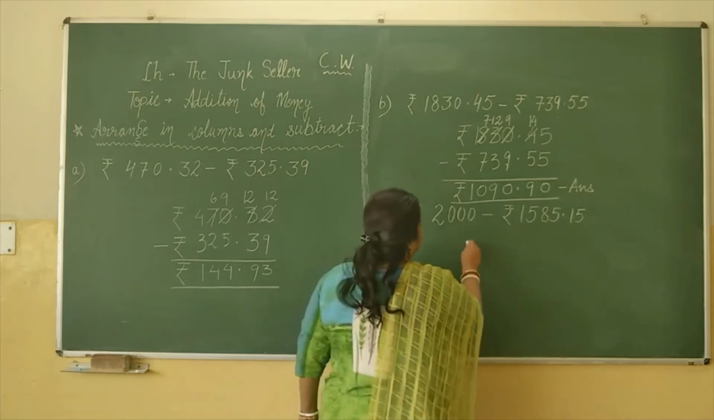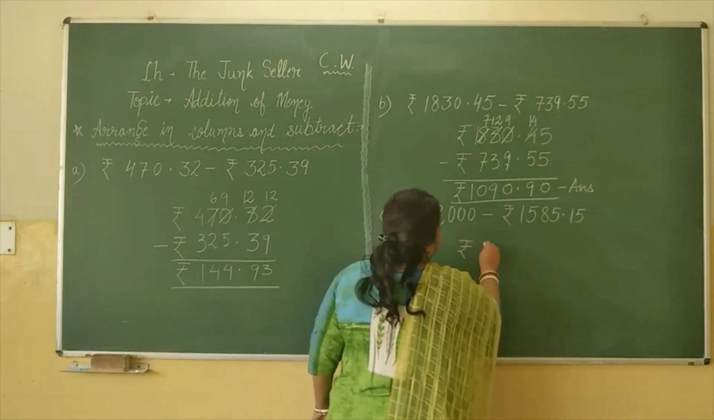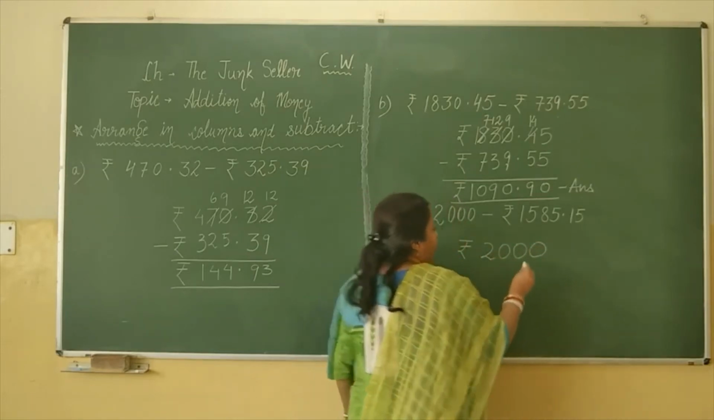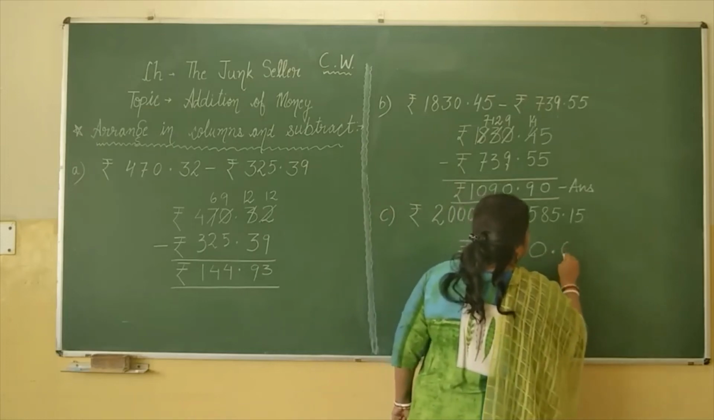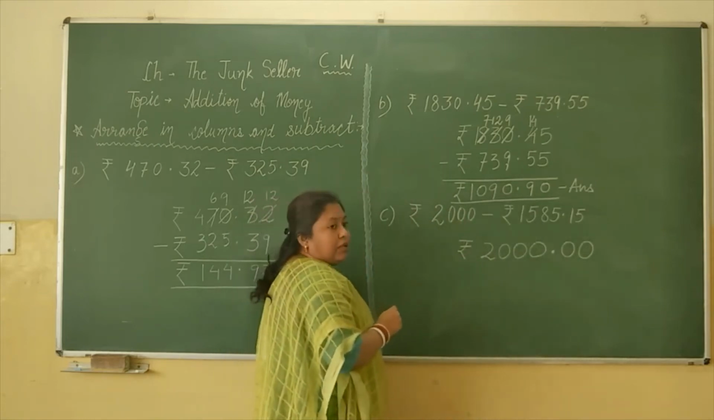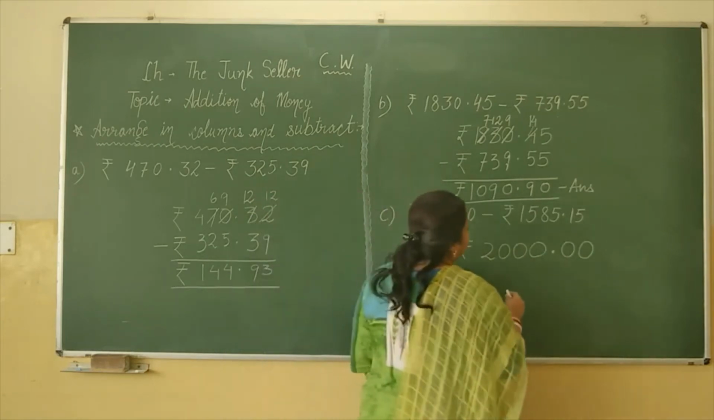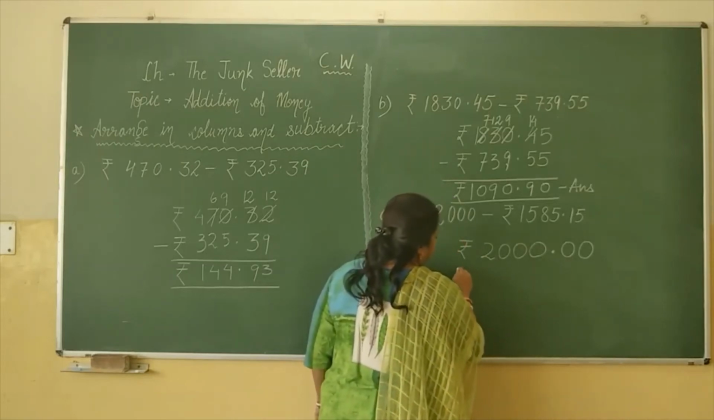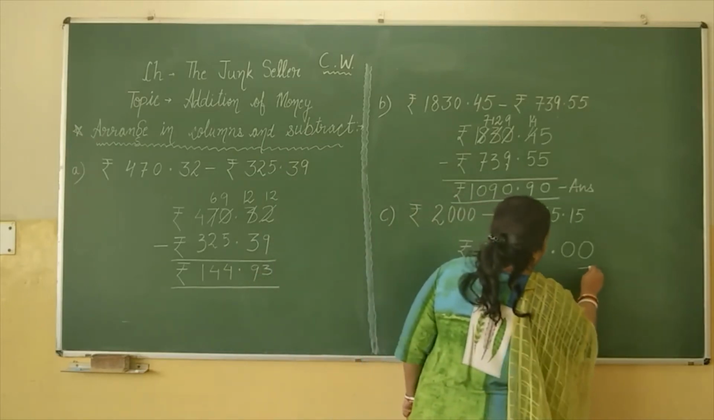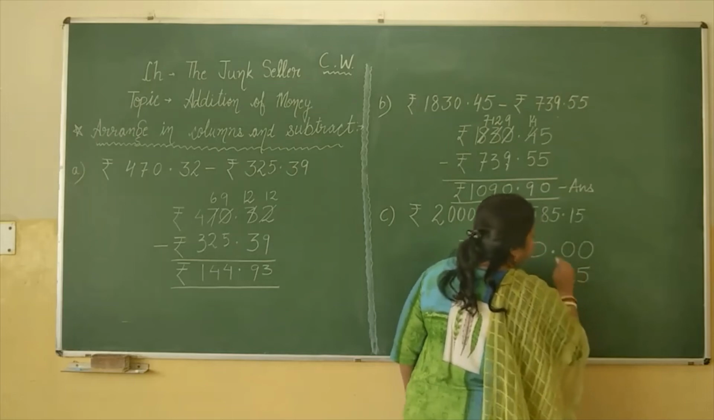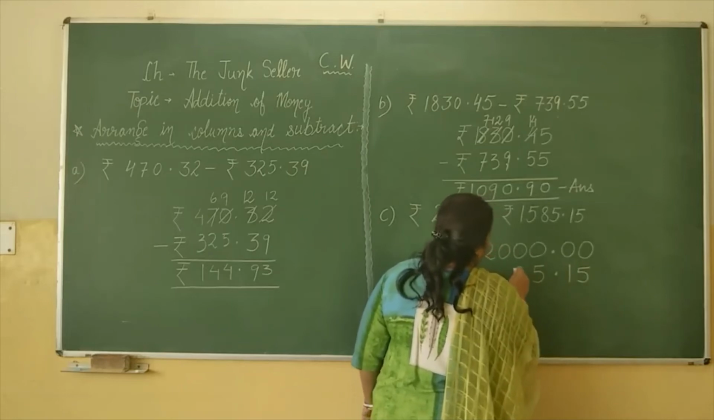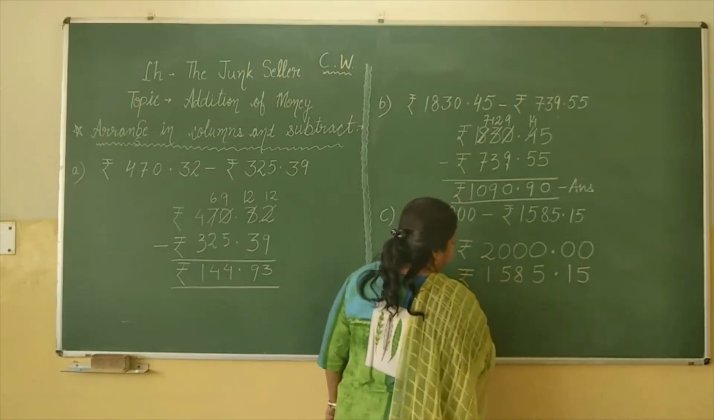Now we move to our last example. Here we have rupees 2000. Again, because there is no point, we will put a point and write 2 zeros after the point to indicate the part of paise here. Now we write the amount to be subtracted. We start from the right hand side: 5, 1, then point, then 5, 8, 5 and 1.